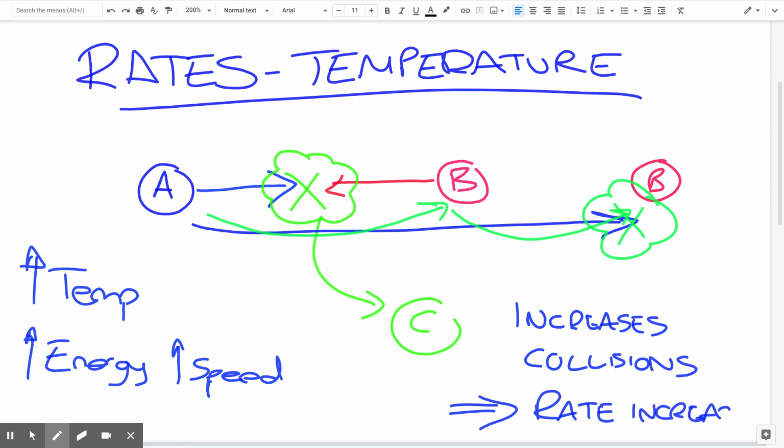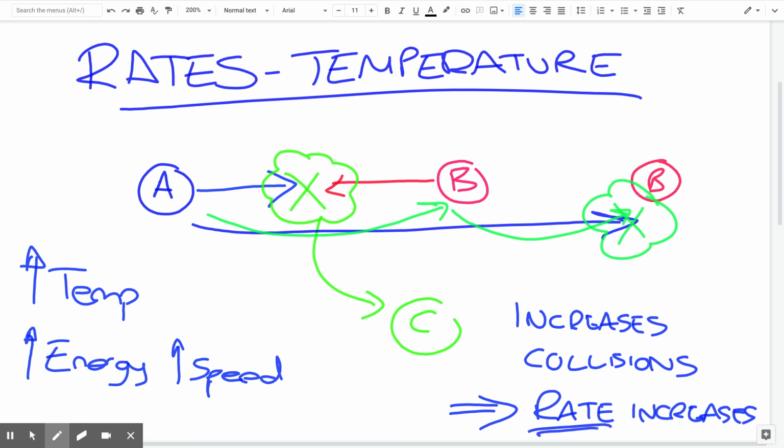Okay, so by increasing the temperature, we've increased the speed of the particles, we've increased the energy of the particles. So what that's allowed us to do is increase the possible number of collisions, and subsequently allowed us to increase the possible number of successful collisions, and subsequently the rate has increased.